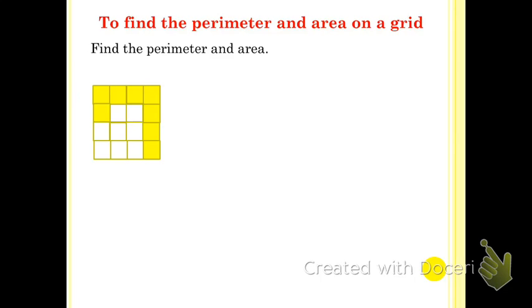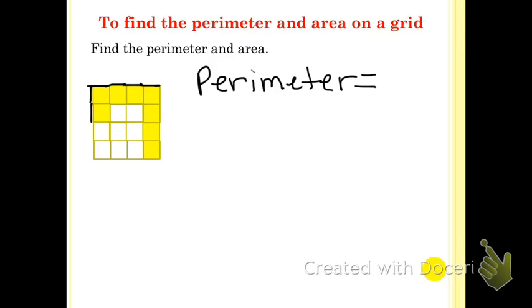Find the perimeter and area. First, we'll find the perimeter. So we'll count the lengths of the sides around the figure. 1, 2, 3, 4, 5, 6, 7, 8, 9, 10, 11, 12, 13, 14, 15, 16, 17, 18. So the perimeter is equal to 18 units.